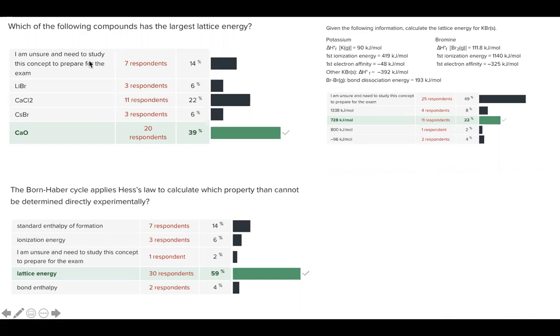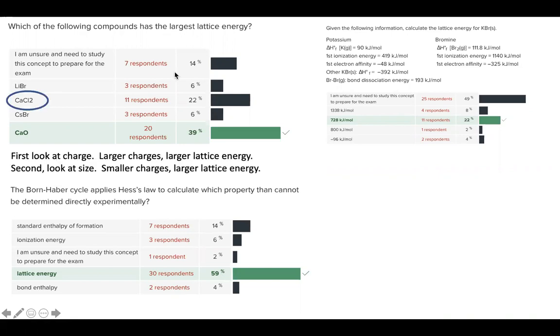So within this one, very typical format, which of the following has the largest lattice energy? If I'm determining the lattice energy, first thing I'm going to do is look at the charge. The correct answer is calcium oxide, +2 and -2. Larger charges means larger lattice energy. I'm drawing your attention to calcium chloride. That isn't as large. That's +2, -1, -1. So when I say look at the charge, +2 and -2 has larger charge than +2, -1, -1. Okay. Look at the charges, larger lattice energy.